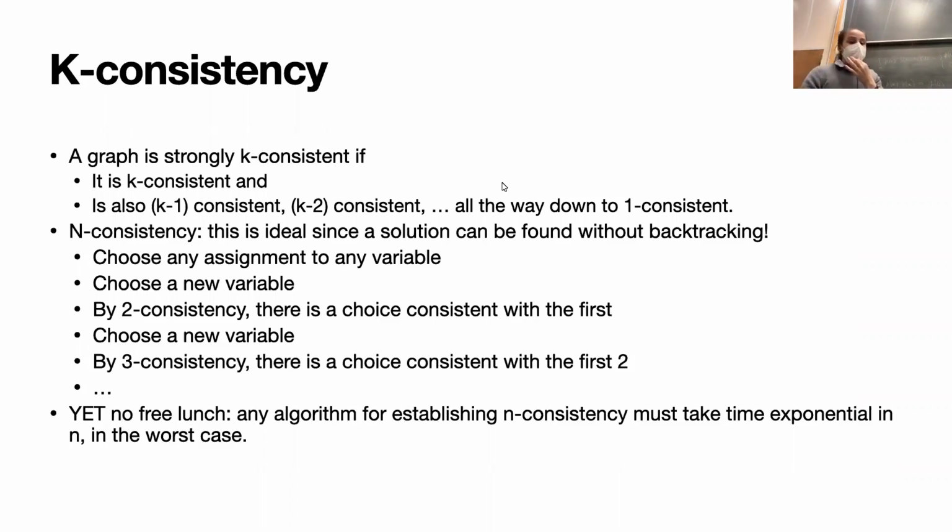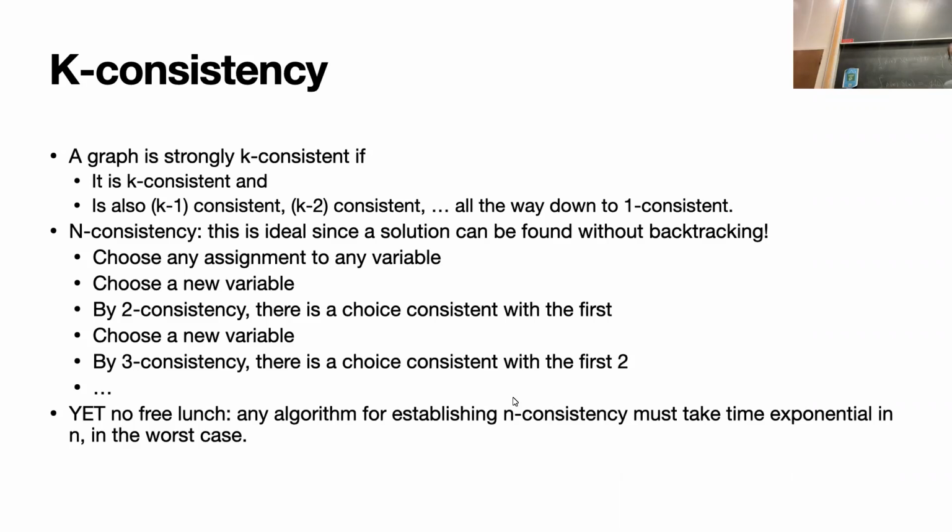So N-consistency is really ideal here because we can find a solution without using backtracking, right? We basically have an algorithm to do that. What we can show is that you can find the solution and you don't have to worry about other things. You choose any assignment to any variable, you choose a new variable, then by 2-consistency, we know that there's a choice consistent with the first. Choose another new variable, and by 3-consistency, there's a value choice that's consistent with the first two. You keep going and going and going, okay?